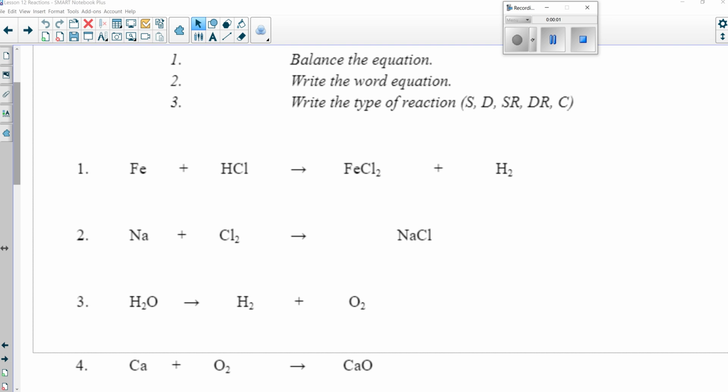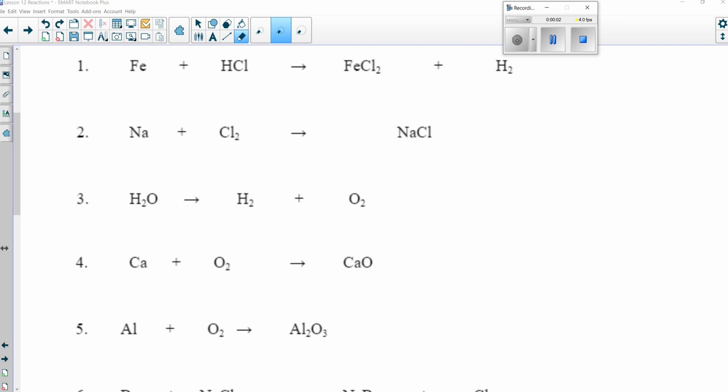All grade 10. Okay, so just working on these ones here, guys. Name the type, write the names, balance it, and then we'll move on to some that are word to formula instead. Let's have a look at a few of these here.